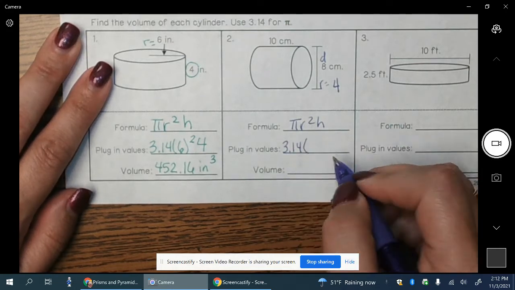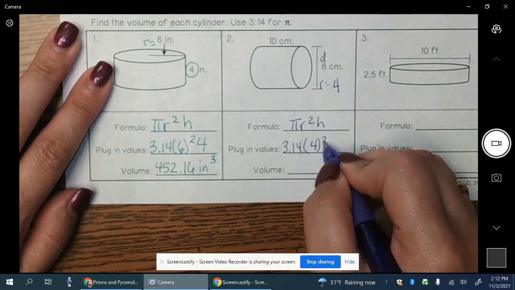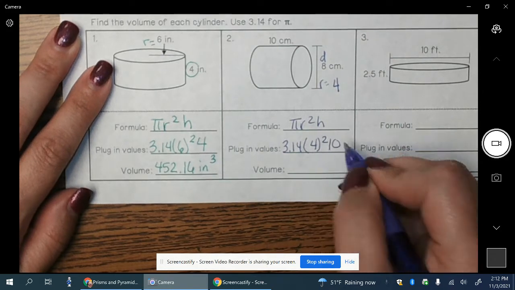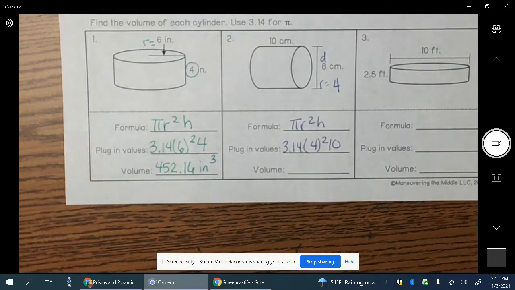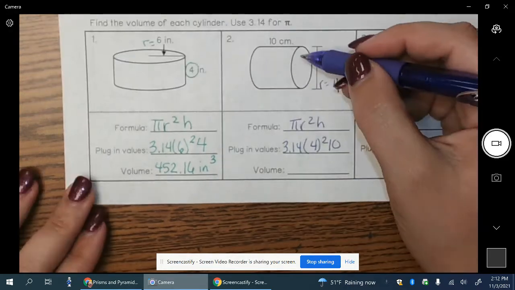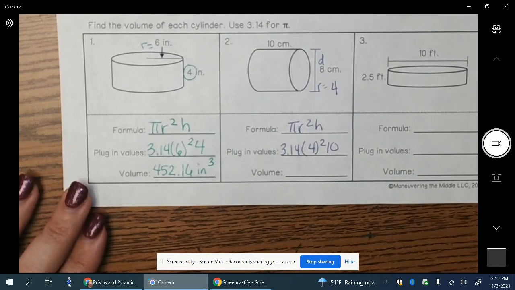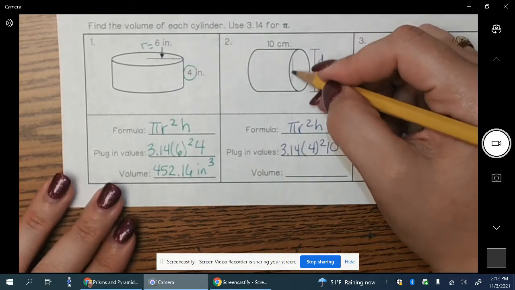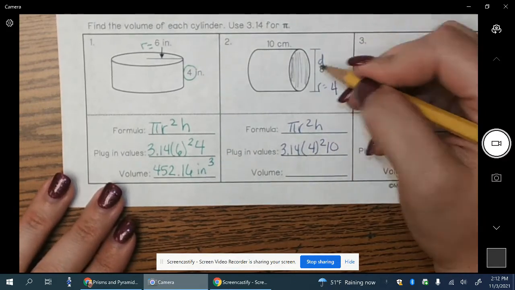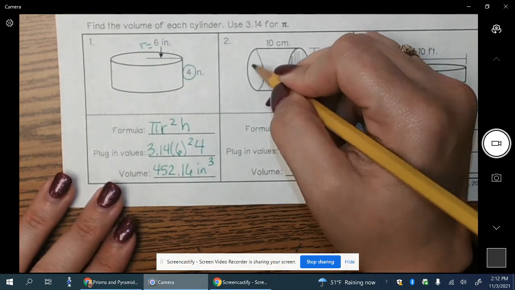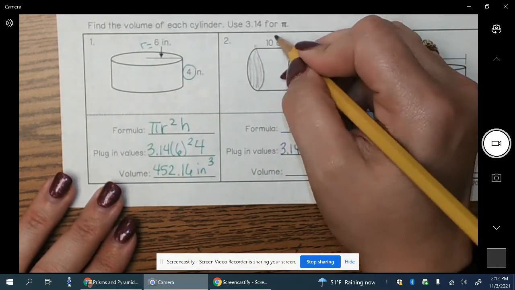3.14 times 4 squared times 10. What's that? So if it's sideways, the 10 is the height. If it's like this, you just have to turn it in your head. The diameter always has to be on the circle part. So if you shade your base, then you always know my diameter has to be on my shaded spot, because 10 is the height.